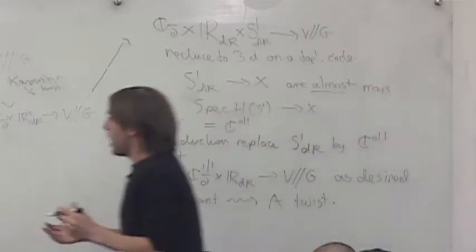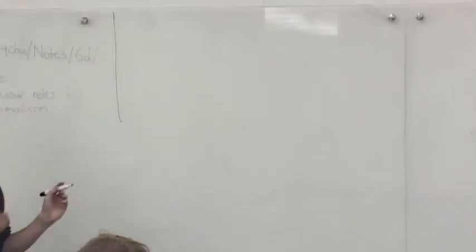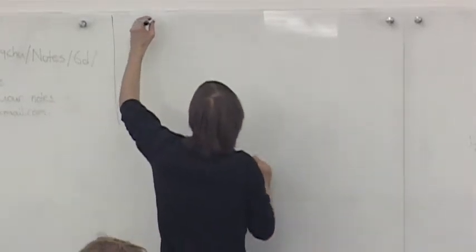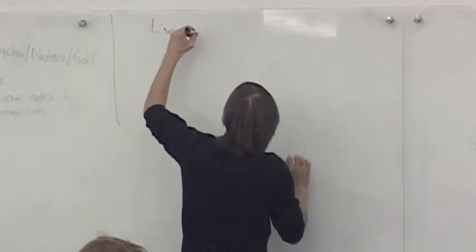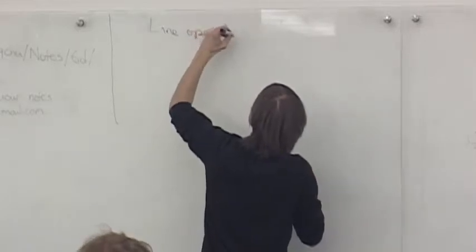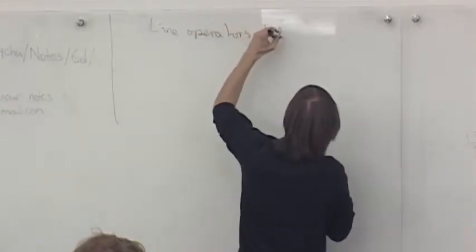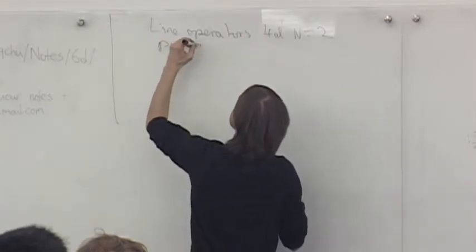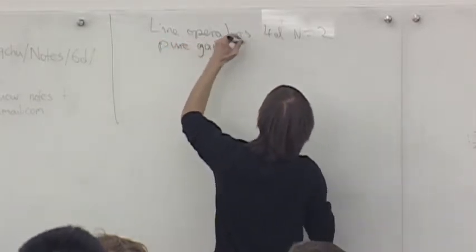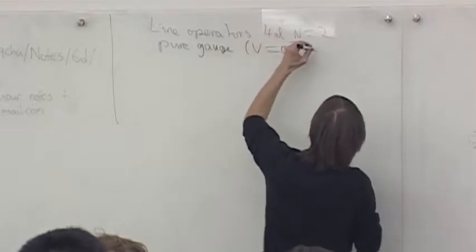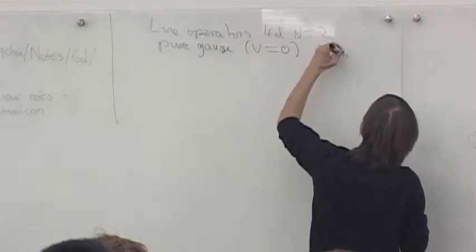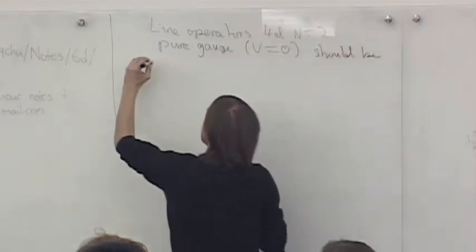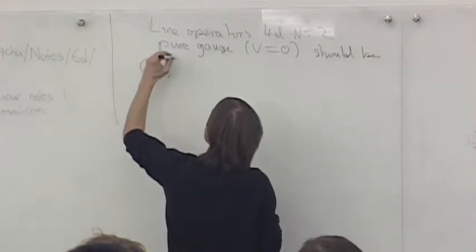Okay, so last time, one brief remark I should have made. We saw that line operators in the 4D N=2 pure gauge theory, with V equals 0, should be equivariant coherent sheaves in the affine Grassmannian manner.